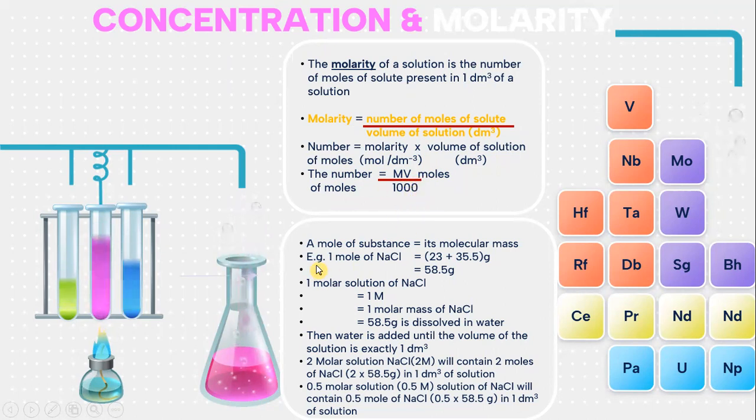So for example given here, a mole of substance has a mass equivalent to its molecular mass. This figure you can get in the periodic table. For example, 1 mole of NaCl. Na, if you refer to the periodic table, has a molar mass of 23 gram, whereas Cl has a molar mass of 35.5 gram. So the total of 1 mole of NaCl is equivalent to 58.5 gram.